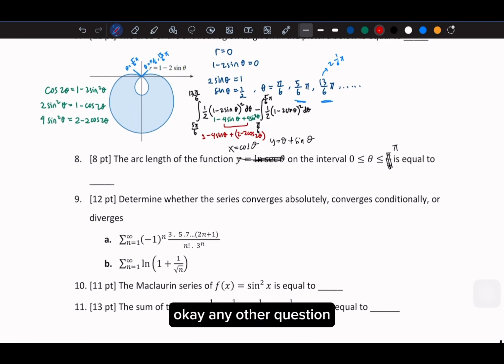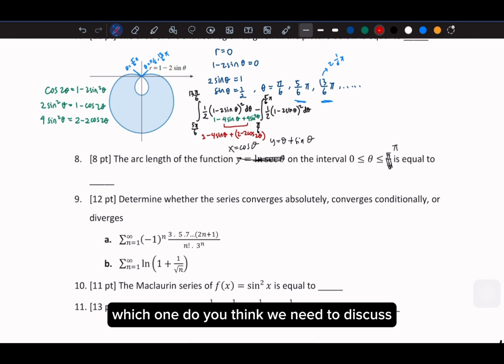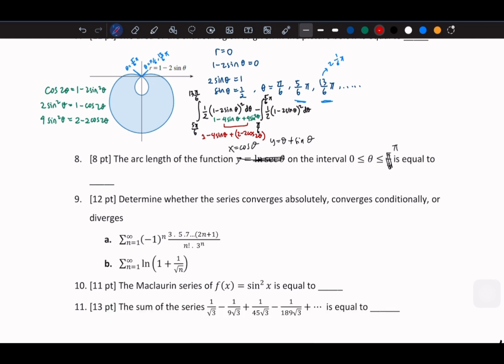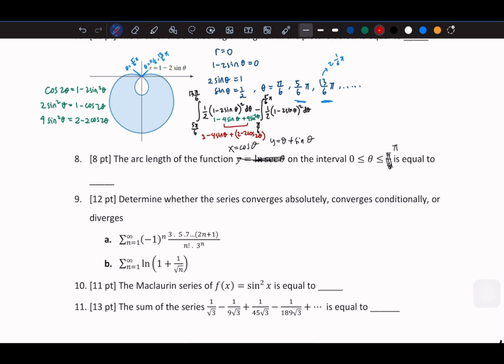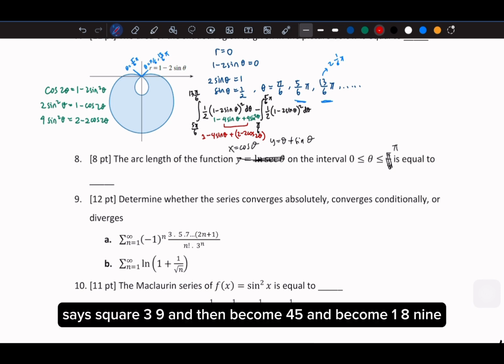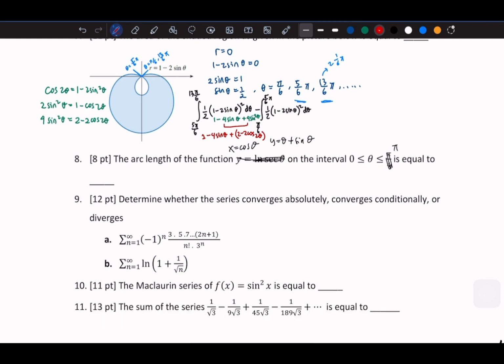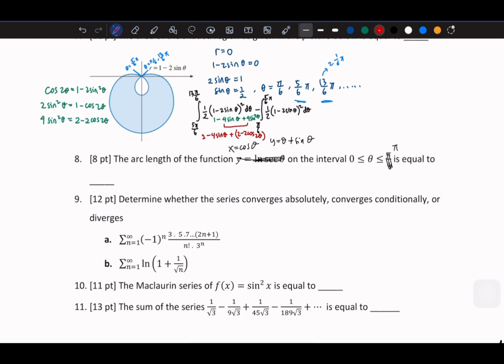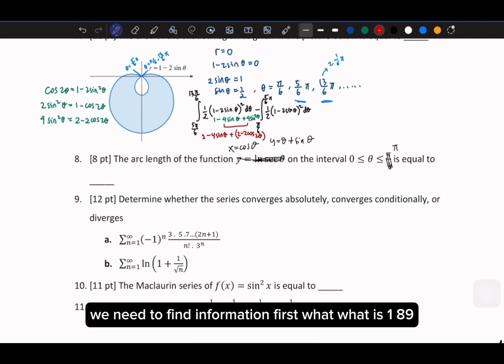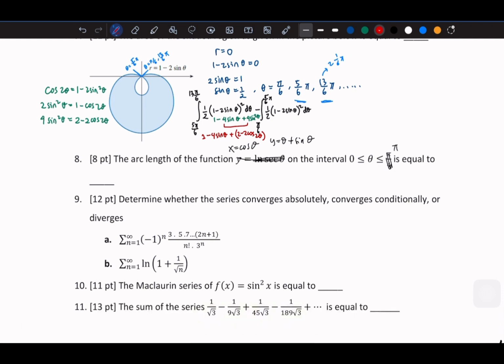Okay, any other question? Which one do you think we need to discuss? 11, you mean, this one? Yes, it's challenging, right? So it's square root of 3, 9, and then 45, and then 189. Maybe this is 1 and then 9 and then 45. We need to find the connection first. What is 189? Why does it appear?